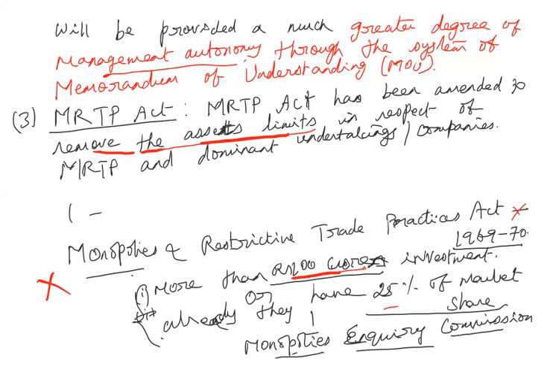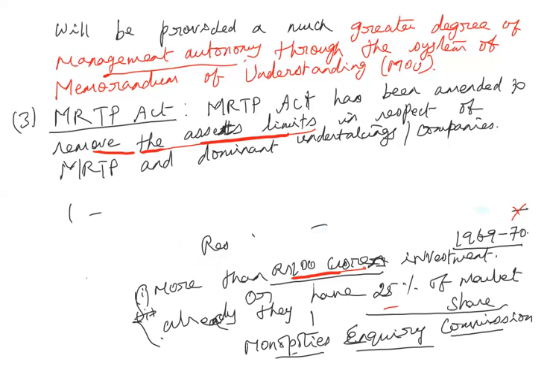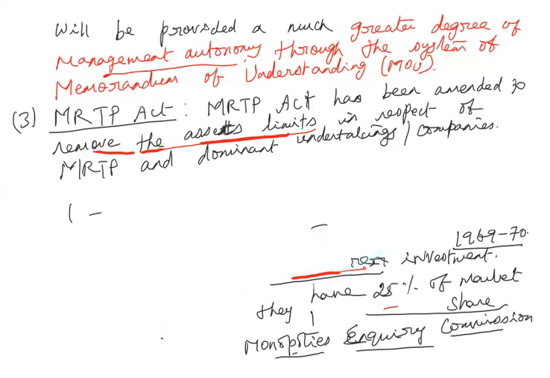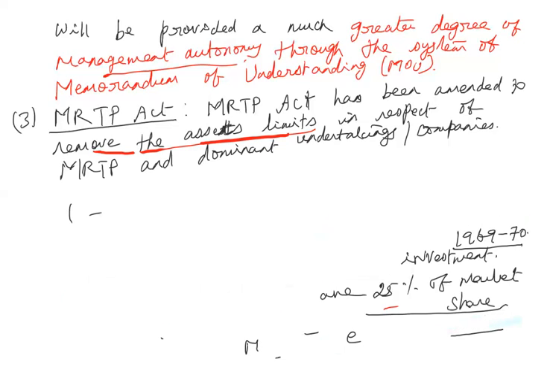That means the private sector undertakings can further expand even though they are having the 100 crores investment, even though they are having the 25% of the market share. So in that way, the government has liberalized the expansion policy towards the private sector undertakings.